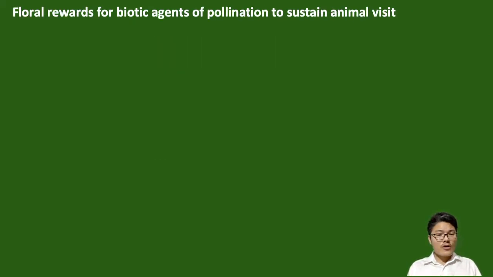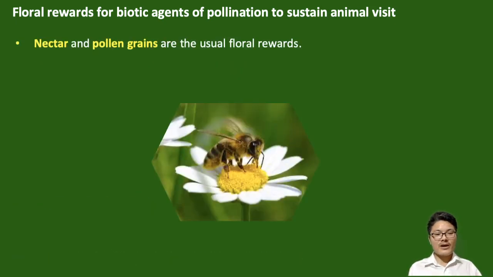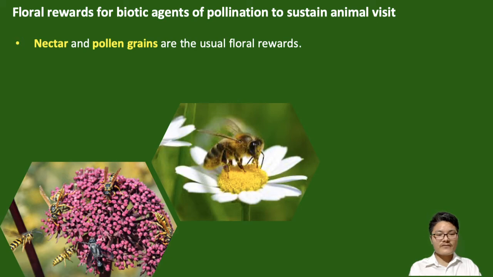In order to attract insects and animal pollinators, flowers usually provide some rewards, some gift for the pollinators. The rewards or gifts provided by flowers for the pollinator are nectar and pollen grain. Pollen grain and nectar are rich in nutrients, so that's why insects are attracted.